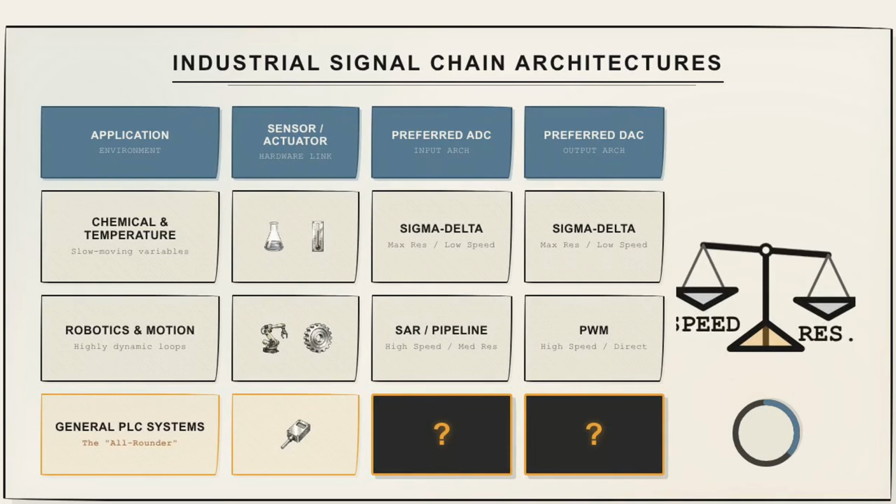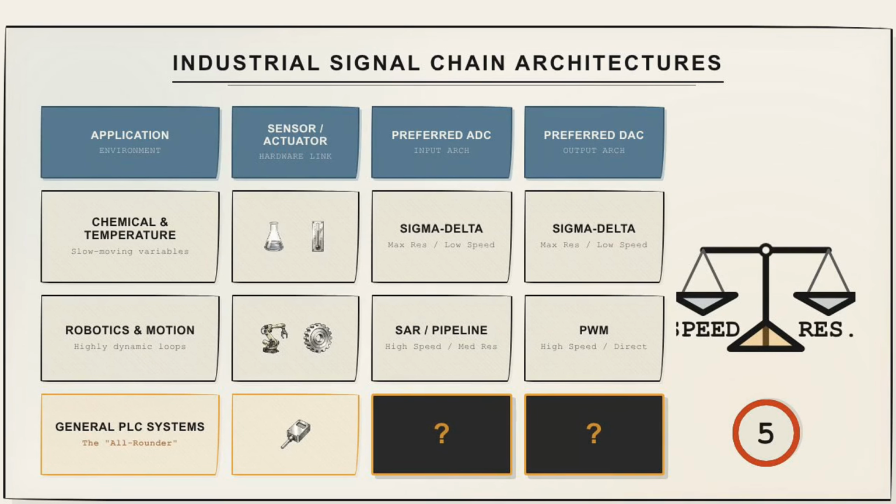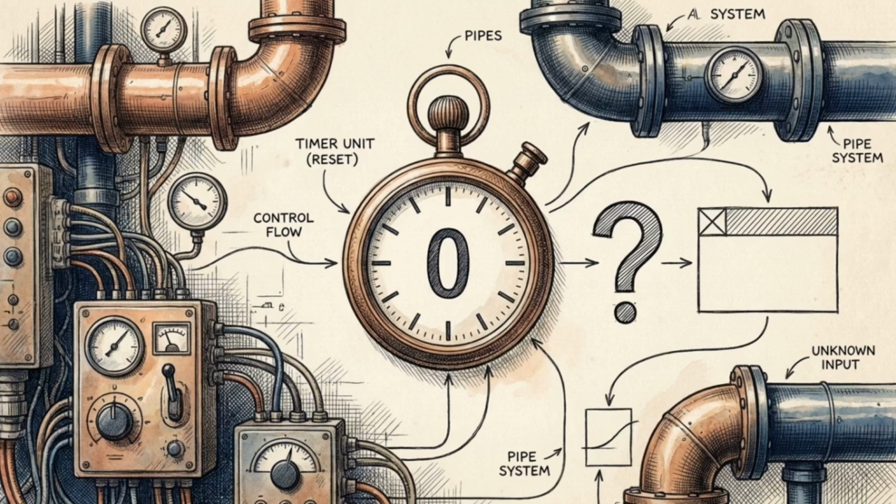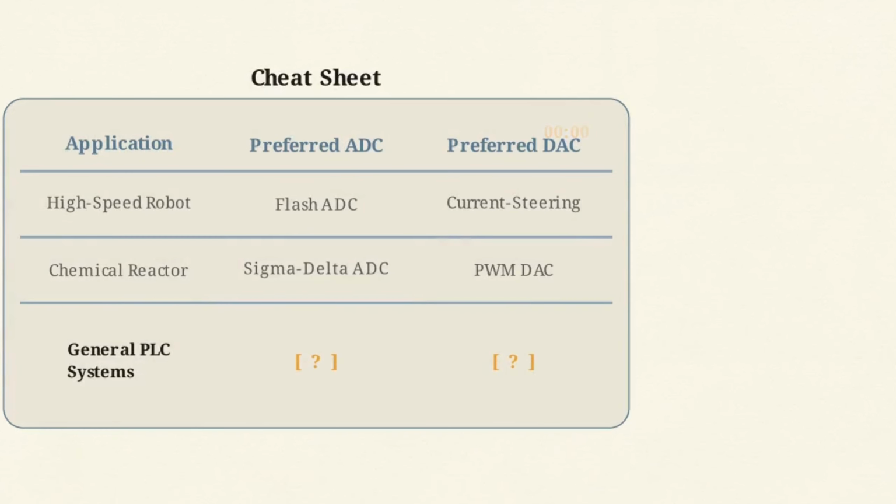Let's test your baseline. What architecture should you select for a standard programmable logic controller, a system that manages general sensors and valves, requiring a well-rounded balance of speed and accuracy? Lock in your mental choice for both the ADC and DAC before the timer hits 0. The timer hits 0, and the blank spaces flash to reveal SAR ADC and R2R Ladder DAC.